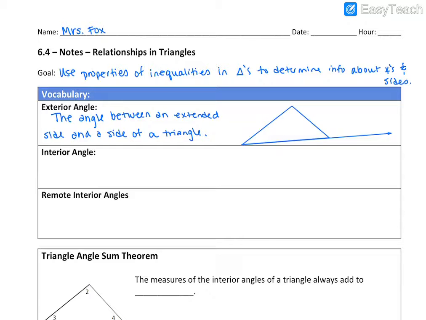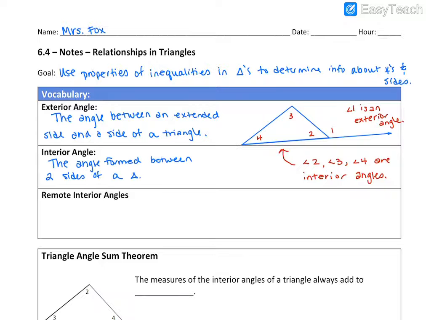So we're going to label this angle 1, this will be 2, 3, 4. Angle 1 is an exterior angle. The rest of them, angles 2, 3, and 4, are interior angles. An interior angle is the angle formed between two sides of a triangle.